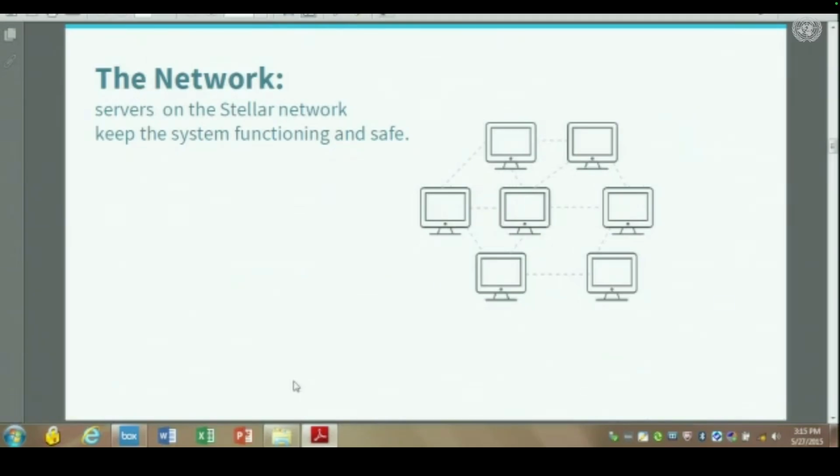So Stellar functions on 3 levels, and the basic level is the network, right? There are servers on the Stellar network that keep the system functioning and safe. Anybody can run one of these servers, and each of these servers contains the shared database of all of the accounts on the network. So each of these servers holds the complete snapshot of everybody's balances and transactions. The servers then stay in sync with each other via a method known as consensus, and this is kind of like the very new tech thing here.